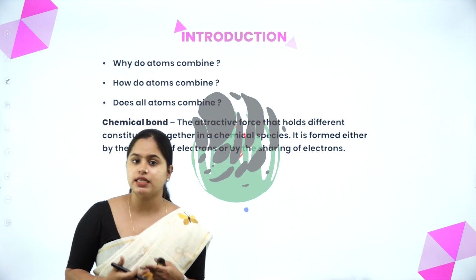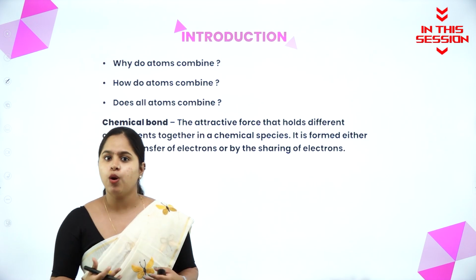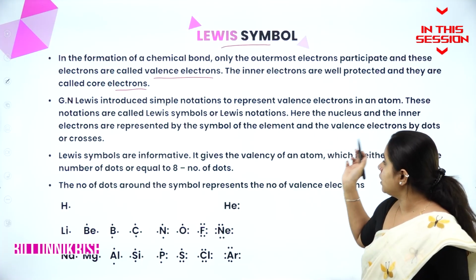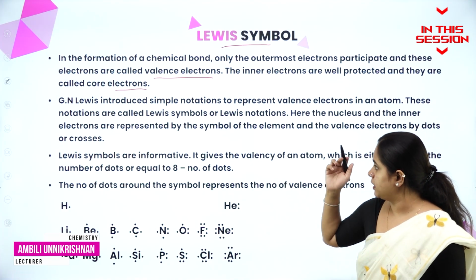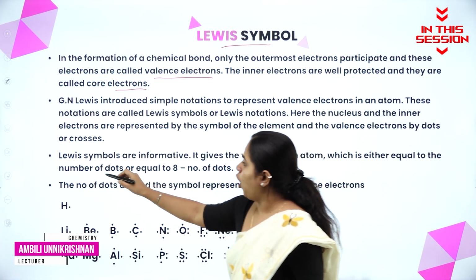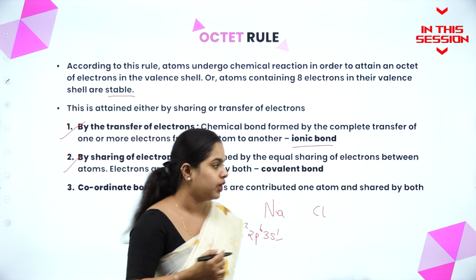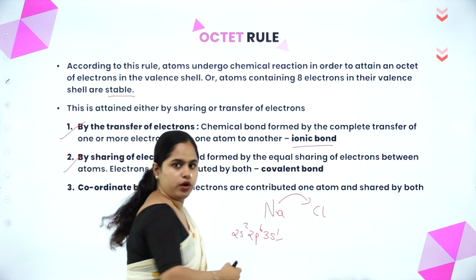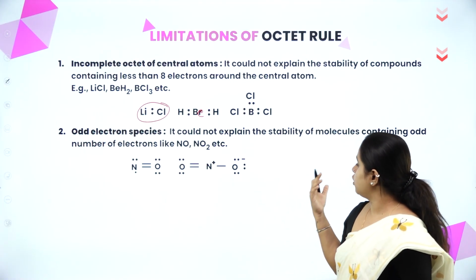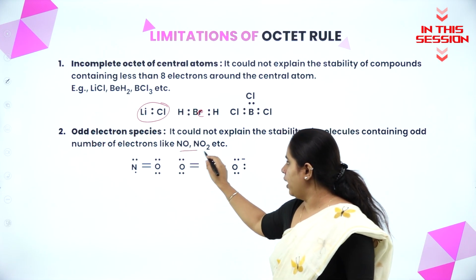Atom cannot exist independently. So what do? They combine with each other and form molecules, right? Here the nucleus and the internal electrons are represented by the symbol of the element and the valence shell by dots or crosses. The one electron which is present extra in sodium is being transferred to chlorine. It could not explain the stability of molecules containing an odd number of electrons, like NO and NO2.